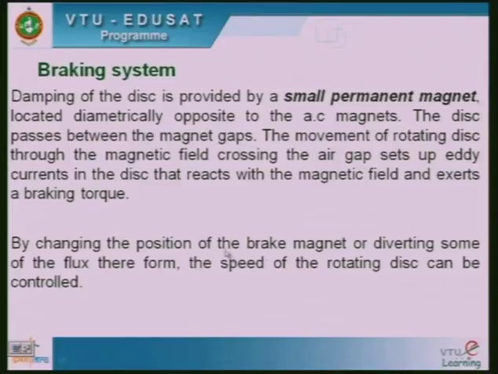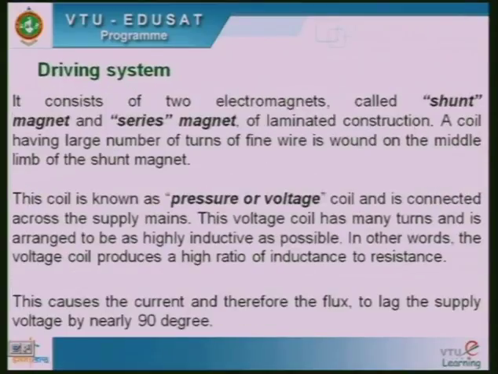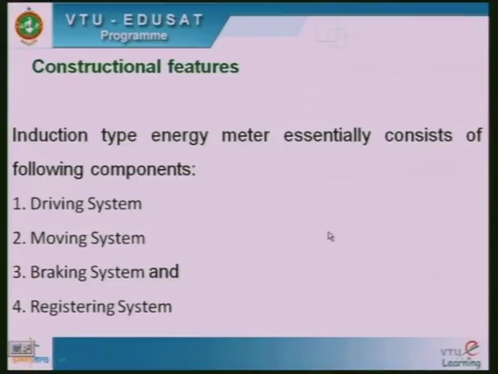By changing the position of the brake magnet or diverting some of the flux, the speed of the rotating disc can be controlled. We have to control the speed of this rotating disc. So, that is done by this braking magnet. This is called the braking system.